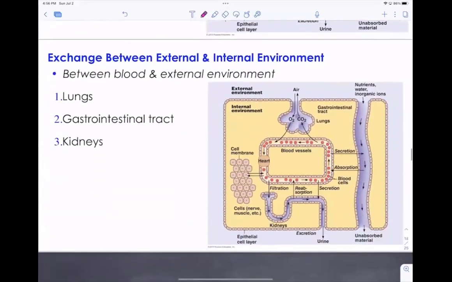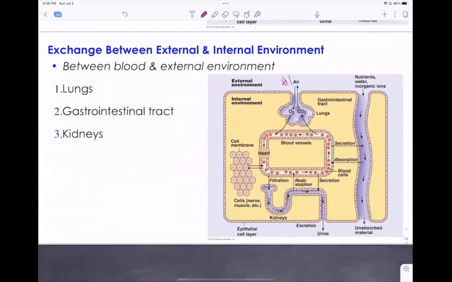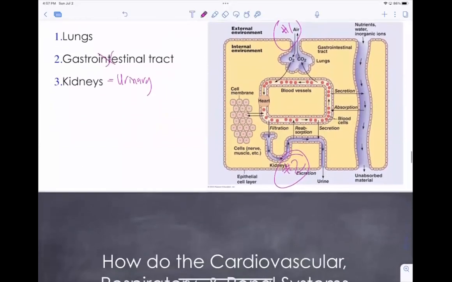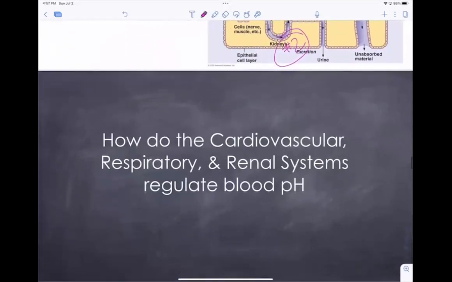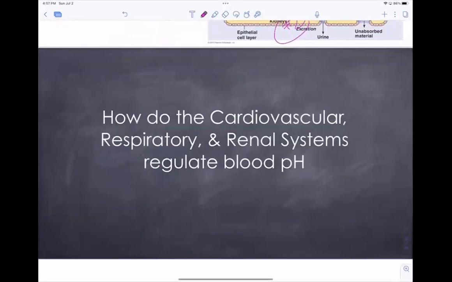Now, exchange between internal and external, again, you have respiratory, you have urinary, and you also have gastrointestinal. This would be your digestive tract. And we're not talking about this in this particular lesson right now, but you do have exchange there. That's for another day. How do each of these systems regulate blood pH?